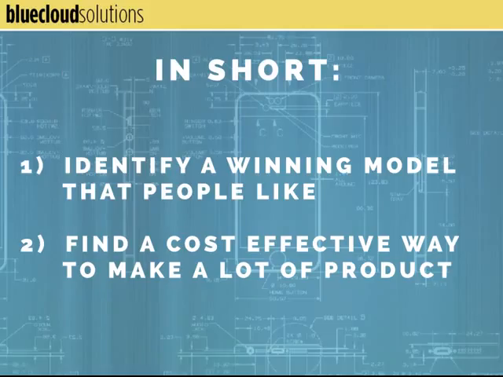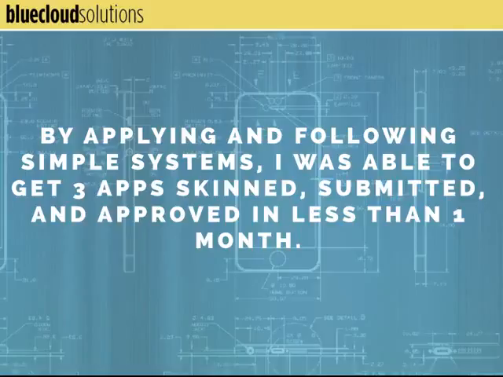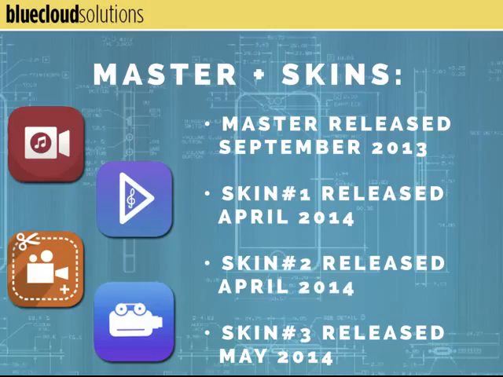So in short, what is the most important thing? You have to identify a winning model that people like. For me, it was Instagram. It was the photo thing. And I mean, that trend is not going away. It probably never will. And then you find a cost-effective way to make a lot of the product, very easily, very cost-effectively. By applying and following these simple systems, I was able to get 3 apps reskinned, submitted, and approved in less than 1 month, right? So what did I do? I took the first skin and I let it roll for a year, and I said, all right, this is going well.